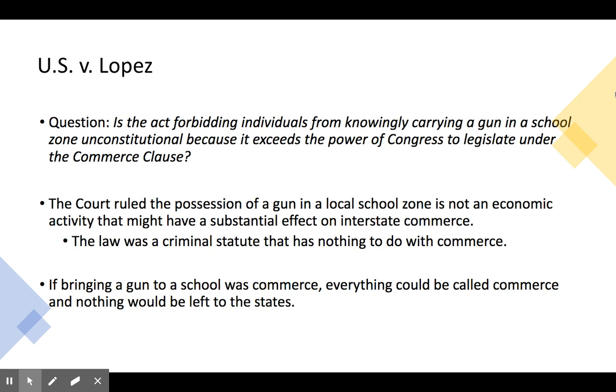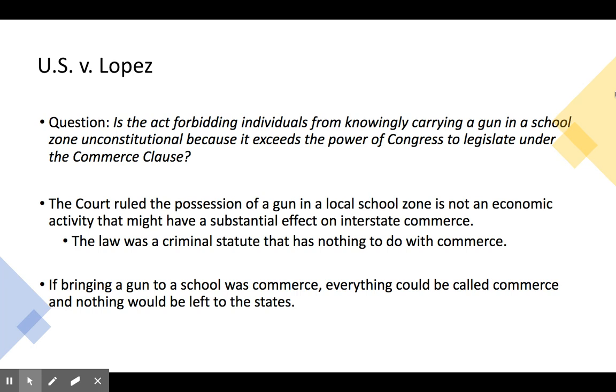Now the court is going to rule that the possession of a gun in a local school zone is not an economic activity that might have substantial effect on interstate commerce. Okay? So they are ruling that the Commerce Clause does not allow Congress the power to regulate the carrying of handguns within states. They're going to rule that the law, the Gun-Free School Zones Act, was a criminal statute that has nothing to do with commerce. Okay, so the Commerce Clause does not grant Congress that power, is what the court is ruling.